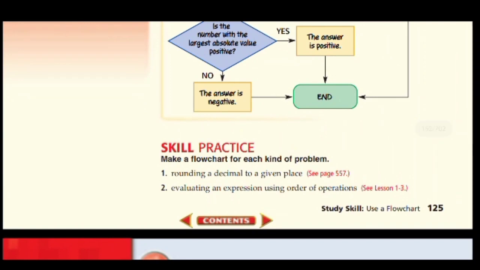Skill practice. Make a flowchart for each kind of problem. 1. Rounding a decimal to a given place. 2. Evaluating an expression using order of operations.